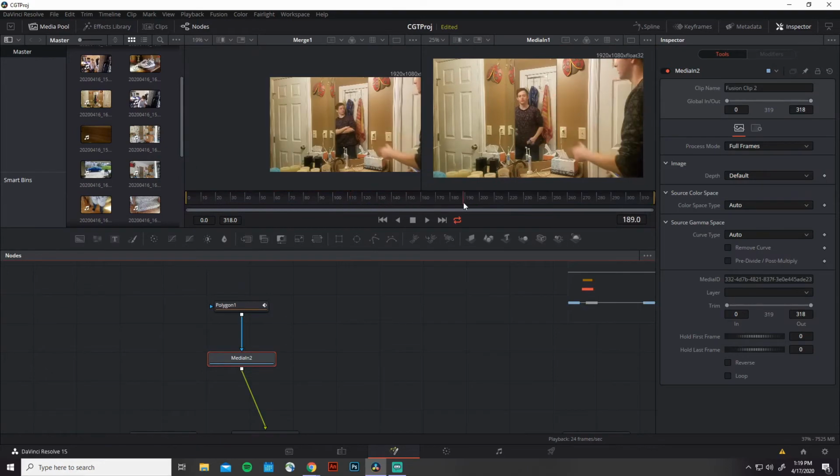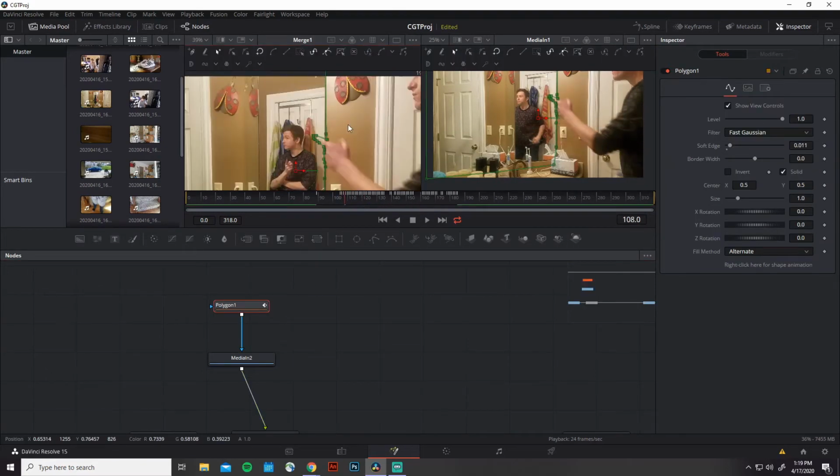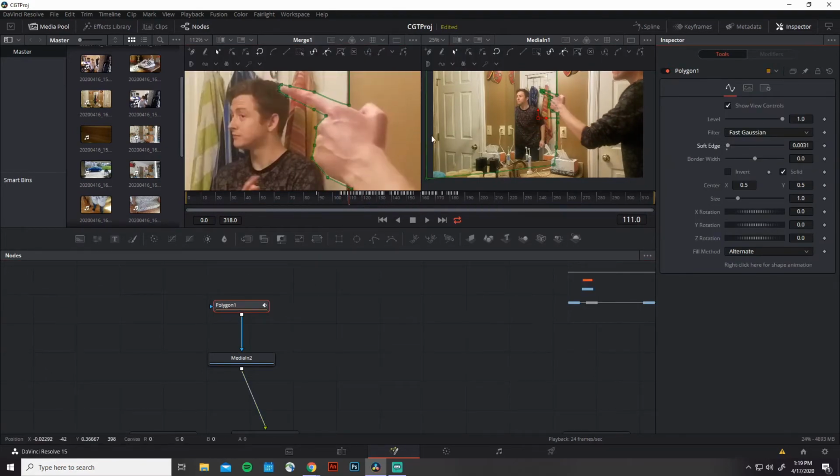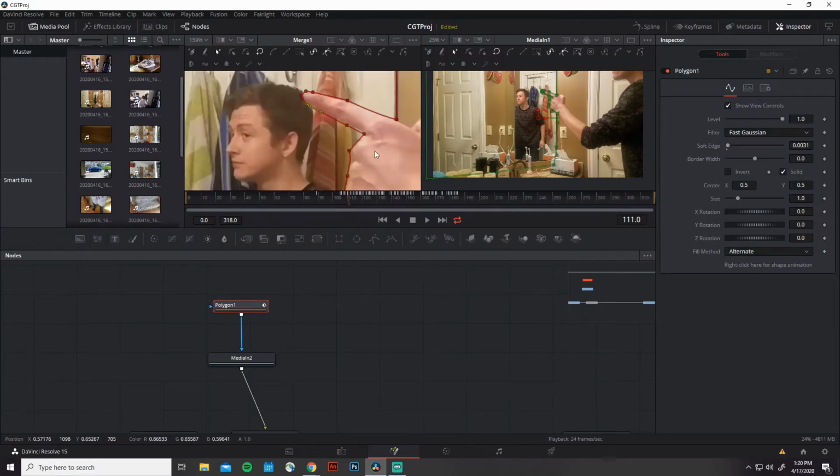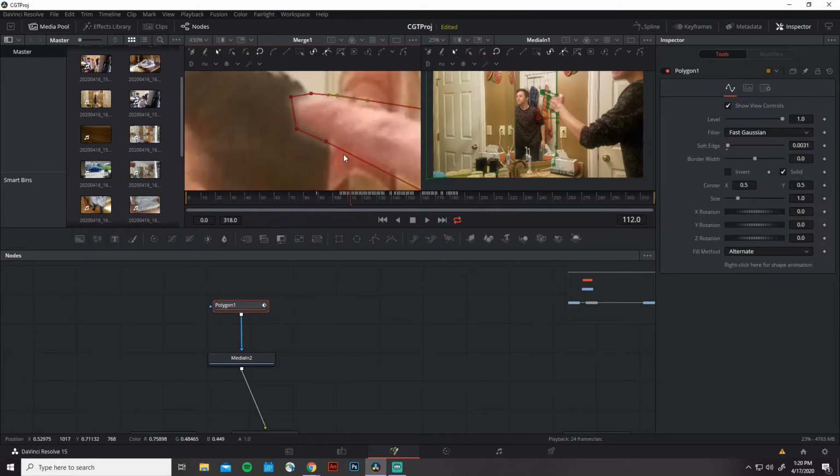So essentially this is just a simple mask, and then you're adding two clips on top of each other, is essentially what's going on here.